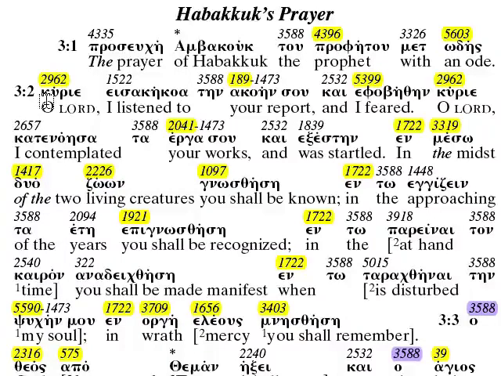O Lord, the Kyrie eleison is the Lord. I listened, Isaac Kikoa, your report, the akoin, the acoustics. It has to do with the sound. And I feared, fovithi, the phobos, phobia. O Lord, I contemplated your works, ergonomics, and was startled. So Habakkuk now in this prayer is saying that he has heard these things. He's seen his works and he was startled.